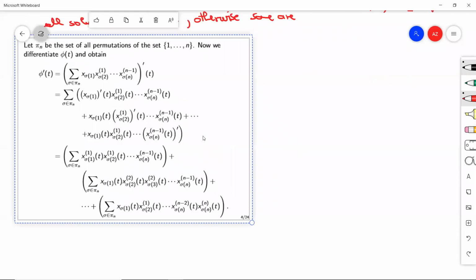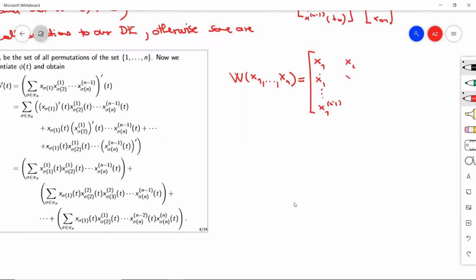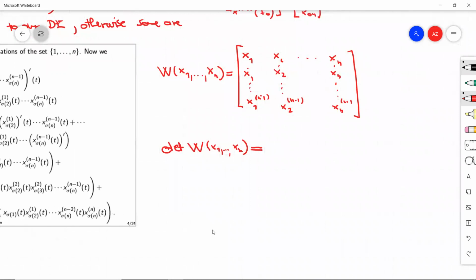Okay, so let's recall we have this Wronskian. This is a matrix with n columns. In the first column, we have x1, x1 prime, up to the n minus first derivative of x1, then x2, x2 prime, and so on, up to xn, xn prime, and so on. Do you remember how to compute the determinant of a matrix? How is the determinant of a matrix defined? What's the definition of the determinant?